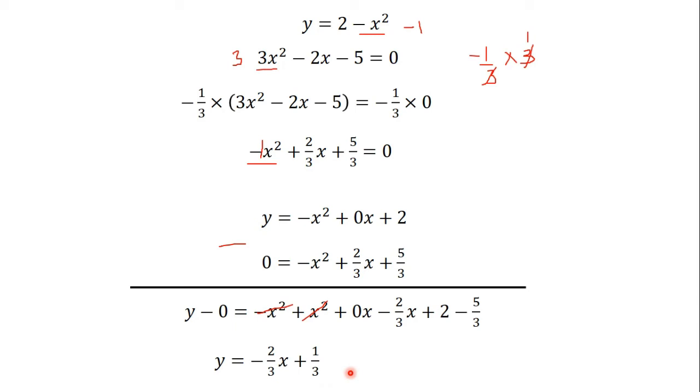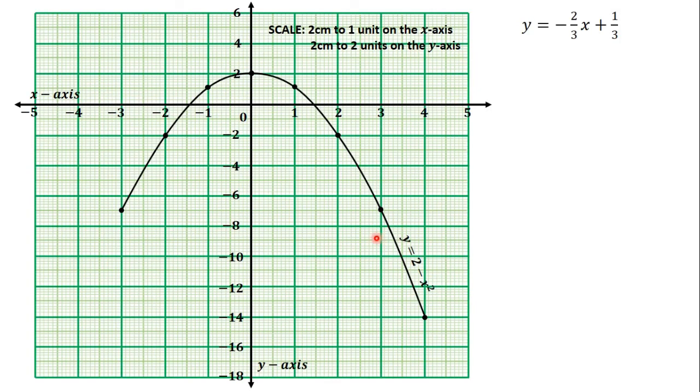We have learned in the previous videos that to find the solution of this quadratic equation, 3x squared minus 2x minus 5 is equal to 0, we will have to draw the graph of this linear function on the same graph sheet as the quadratic function. So let's do that. This is the graph of the quadratic function y is equal to 2 minus x squared. And on this graph sheet, we are going to draw the graph of the linear function y is equal to minus 2 divided by 3x plus 1 divided by 3.